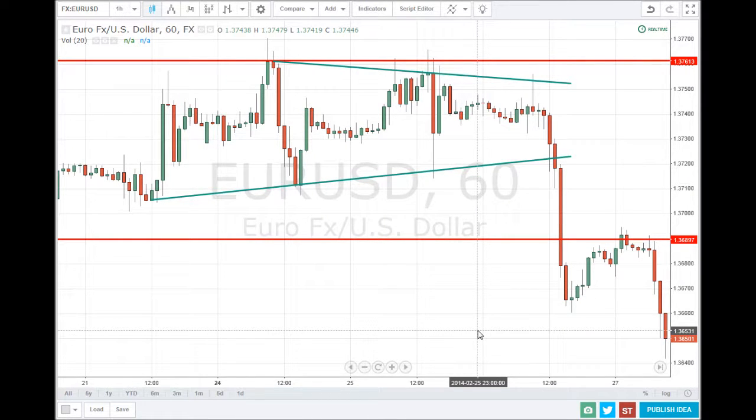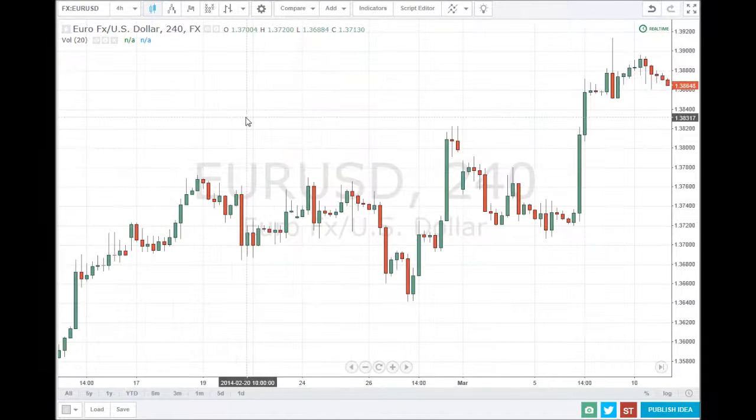Let's now analyze and pretend to trade a 4-hourly chart. This is a 4-hourly chart of the euro US dollar. We have a couple of weeks of price action on the chart. Let's analyze it and let's look for pin bars as a confirmation of our potential support and resistance.